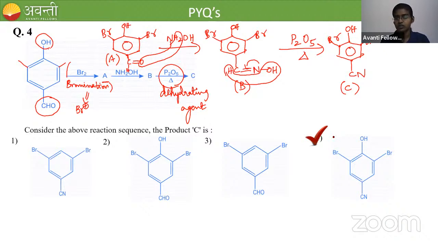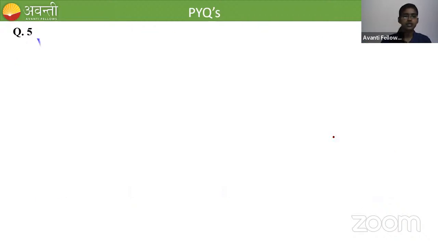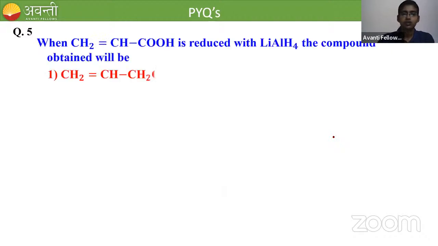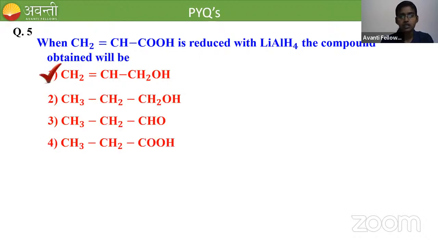Okay. Thank you so much, students. I'll go to question number 5. When the given compound is treated with lithium aluminium hydride, the resulting compound will be. So what is the answer? Option A. That's great.